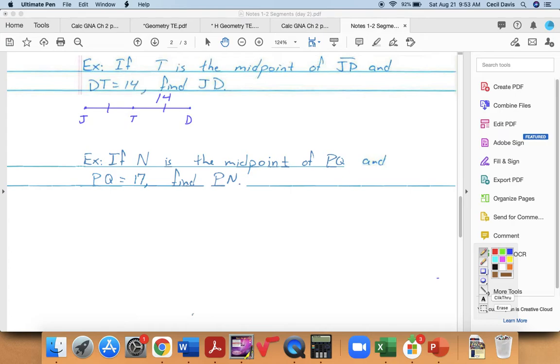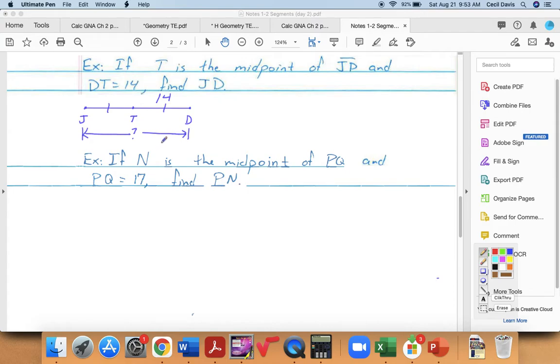And then it asks for the length of JD. This is what we're looking for. So the question becomes, well, what am I supposed to do? I could try the segment addition postulate. JT plus TD is equal to the length of JD, but there are two things that I don't know. That's not going to work out very well.